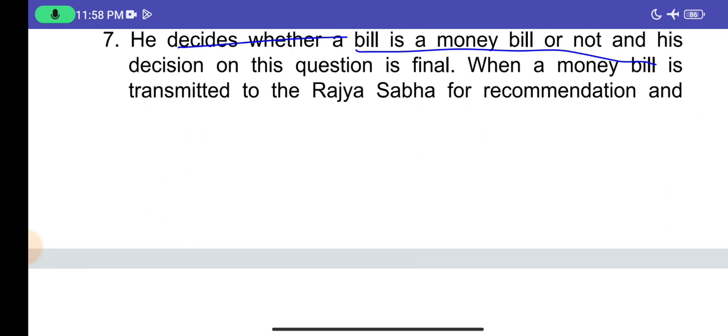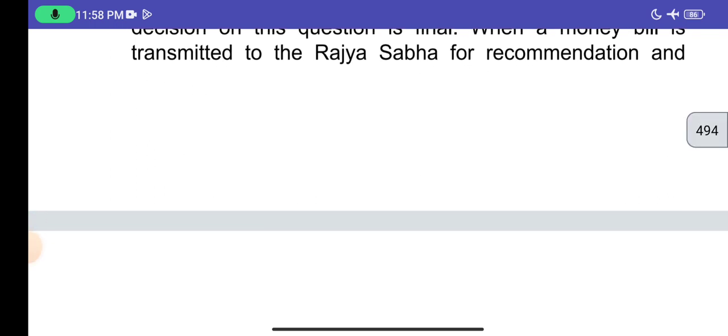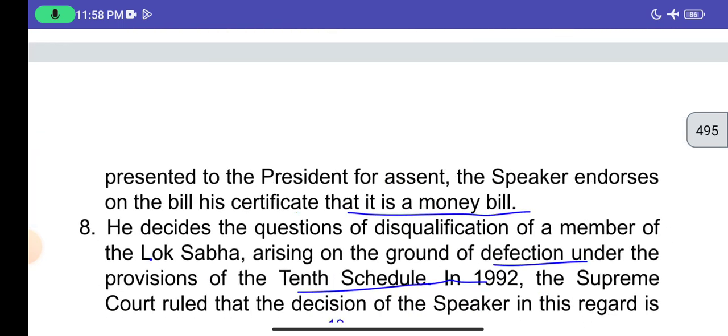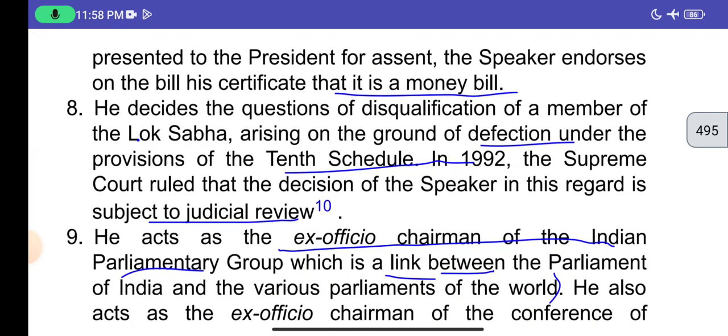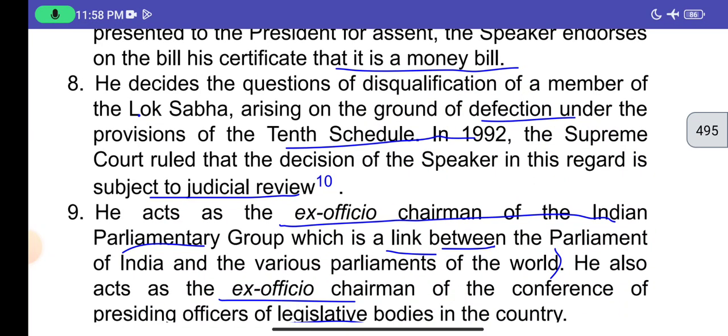question is final. When a money bill is transmitted to the Rajya Sabha for recommendation and presented to the President for assent, the Speaker endorses on the bill his certificate that it is a money bill. ठीक है, तो स्पीकर ने बोल दिया मतलब वो मनी बिल हो गया. क्योंकि मनी बिल को राज्यसभा कभी रिजेक्ट नहीं कर सकती, ऐसा पढ़ रहे थे ना NCERT में था. हाँ, चेक कर लेना एक बार.